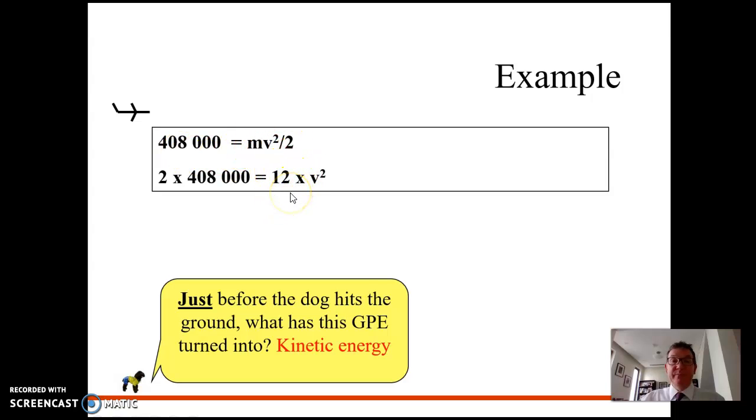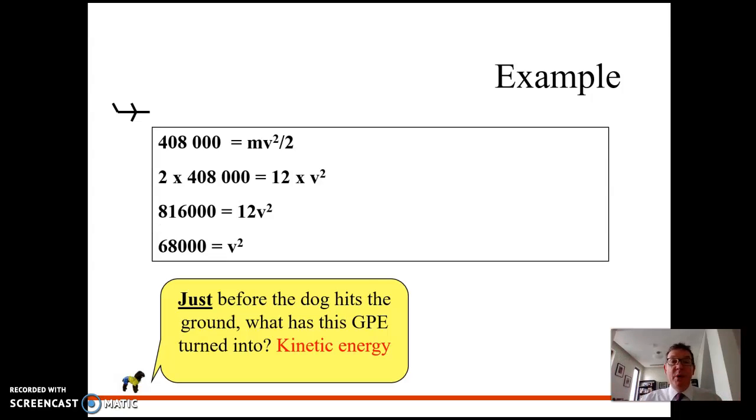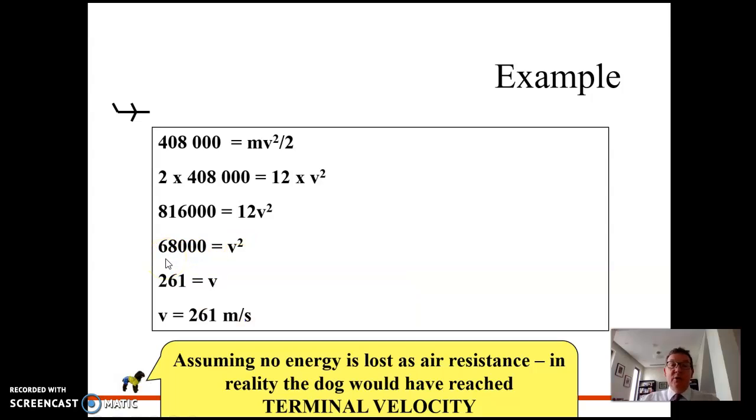I know the mass of the dog is 12. Well, I can stick that in my calculator. 2 times 408,000 is 816,000, which must be equal to 12 v squared. See what I'm going to do next? I'm going to divide both sides by 12, so that 12 will disappear. 816,000 divided by 12 is 68,000. 12 v squared divided by 12 is just v squared. And if v squared is equal to 68,000, of course v is going to be equal to the square root of 68,000. So it's 261 meters per second.